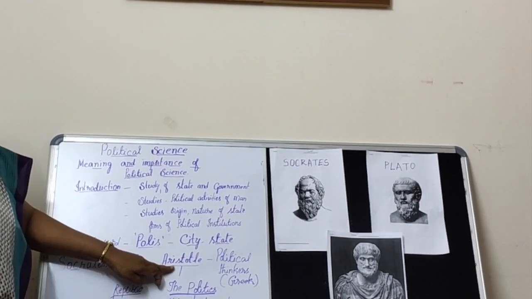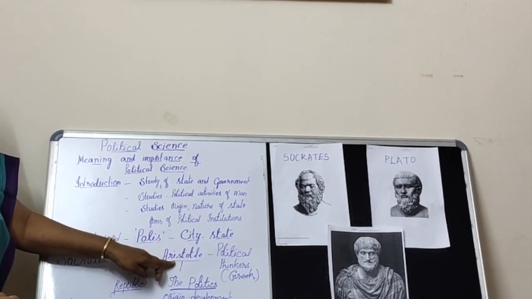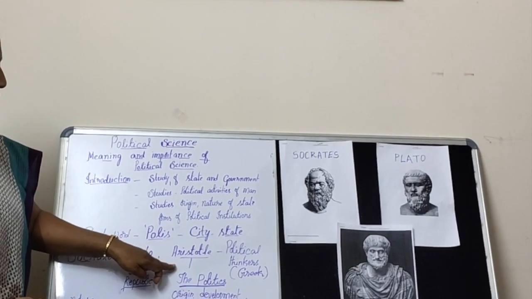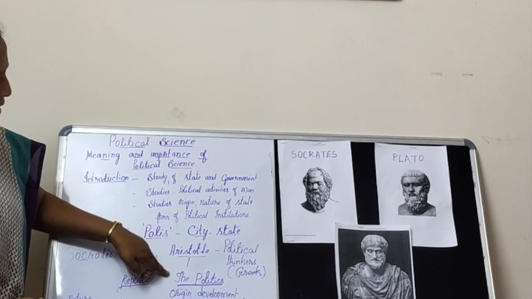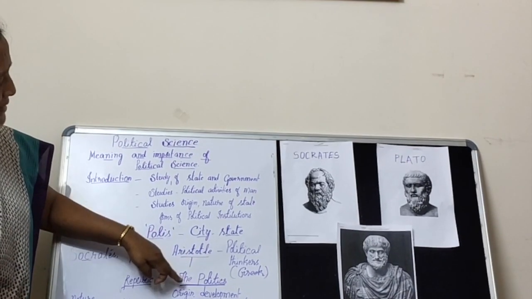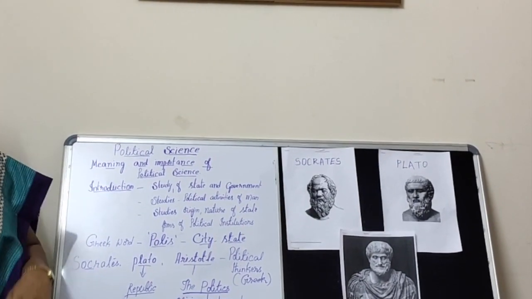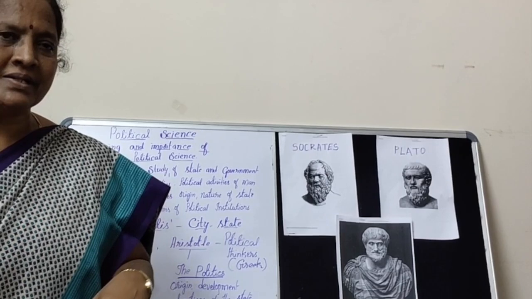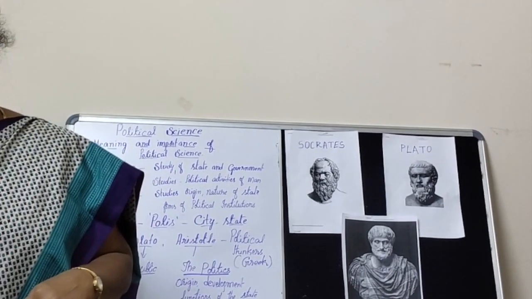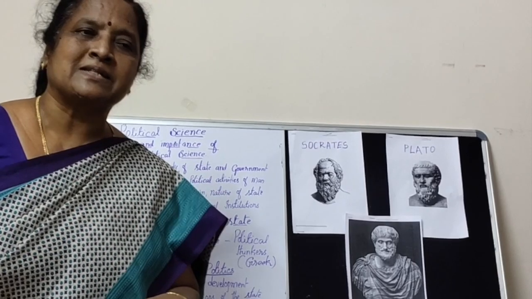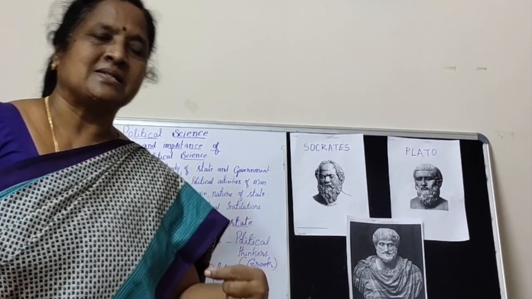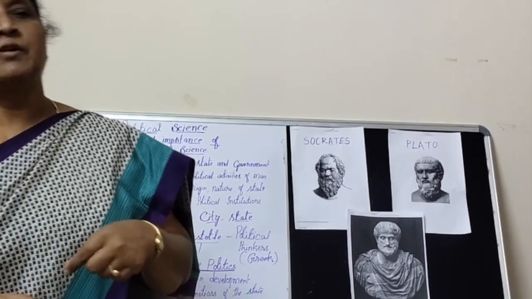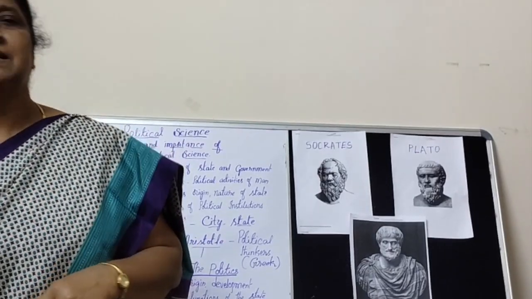Then who was Aristotle? He was the father of political science and also a student of Plato. He wrote the treatise The Politics, which explains origin, development and functions of the state. So political science explains about the state and the government, rights and duties of the citizens, and also it explains the past, present and future political institutions, political functions and political theories.